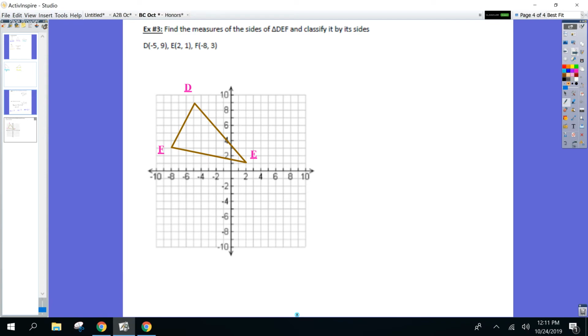All right, now I have a question for you guys. Find the measures of the sides. How are we going to pull this one off? We're going to use something from Unit 1 that allows me to find the length of DE, EF, and FD. Distance formula, yes, to find the length. So let's review that formula real quick before I let you tackle it on your own.